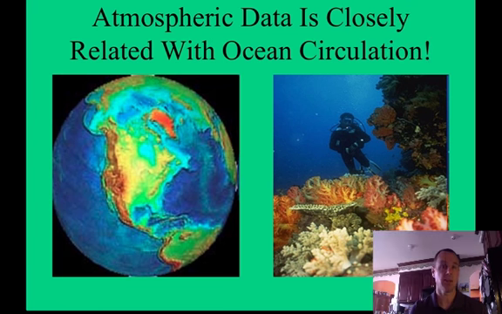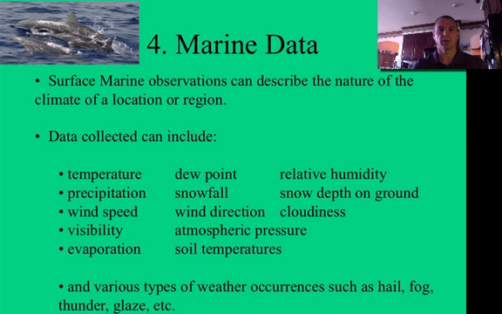Atmospheric data is very closely related to the oceans. Ocean circulation affects our climate a lot and our weather. So we go to marine data. Surface marine observations can describe the nature of the climate and the location of the region. Data collected can include all of these I have listed down here: temperature, dew point, snow depth, cloudiness, visibility, soil temperature, even occurrences such as when hail and fog and thunder and glaze and different things can occur.